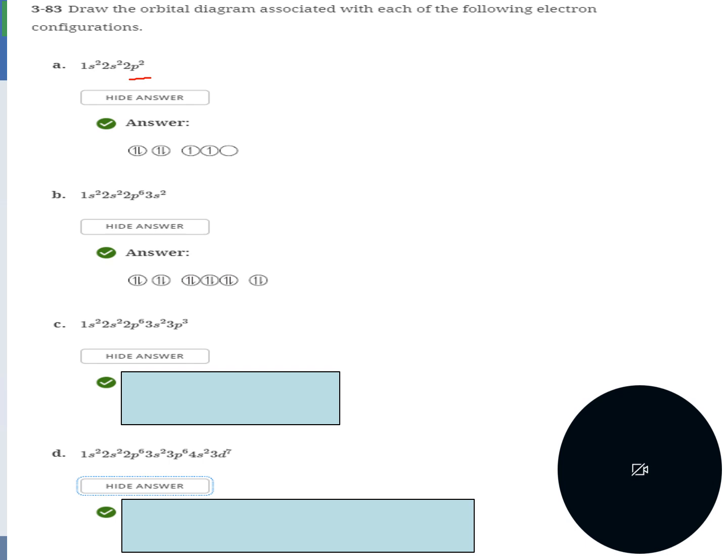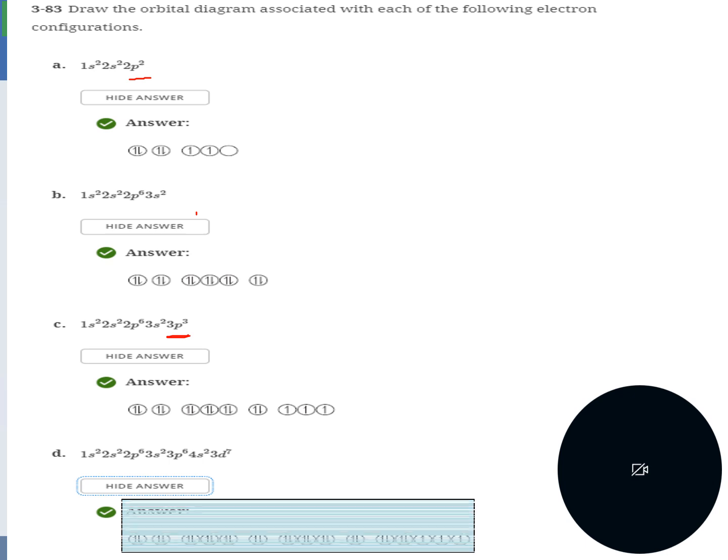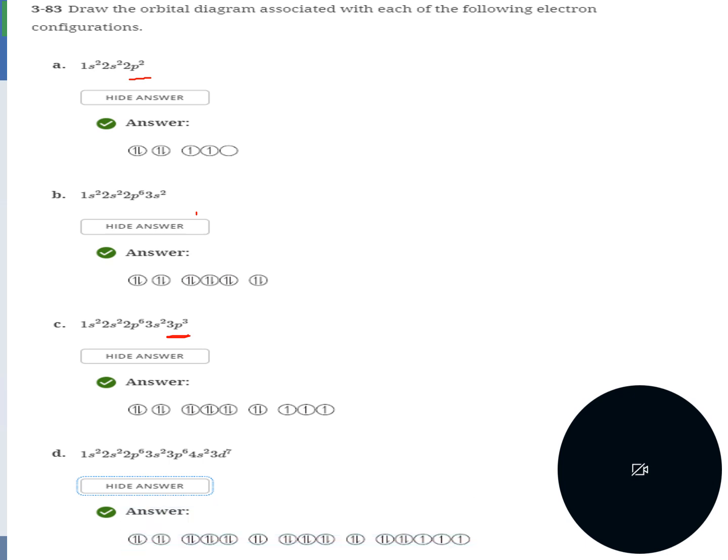In the next one, everything is going to be completely filled, and notice the up and down arrows in each one. Next one, in the last one, our p orbital only has 3 electrons in it. So everything before will be completely filled, 1 up, 1 down, but our last one only has 3 up arrows in it.